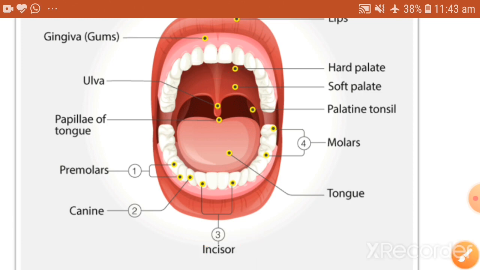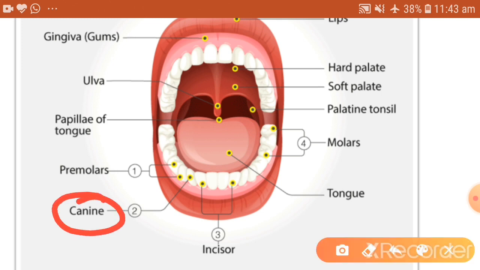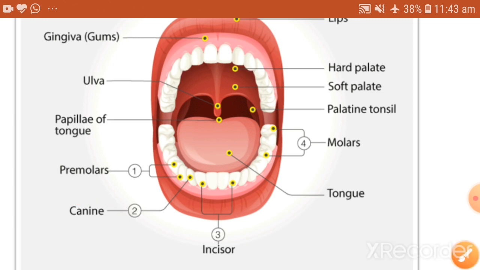Next, number 2, we have canines. These canines are present on either side of the incisors. You can see here marked, and it is present on the upper jaw as well. It's present just beside the incisors. What is the function of canines? They look pointed compared to the other teeth, so they are meant for tearing the food, especially when you eat non-veg food. You tear the meat with the help of canines.